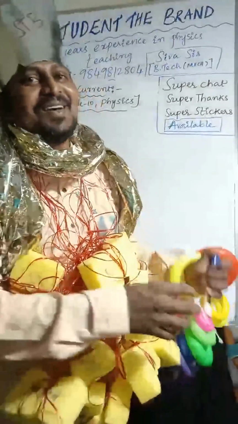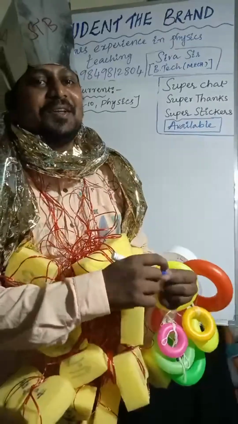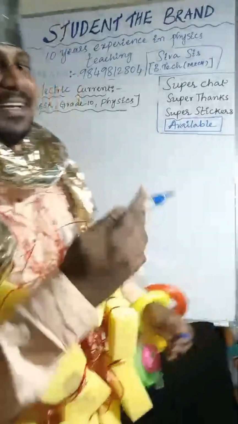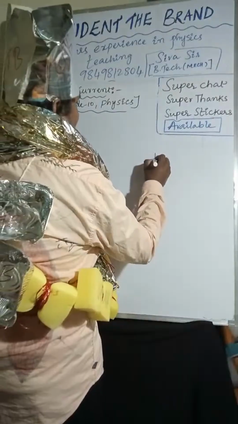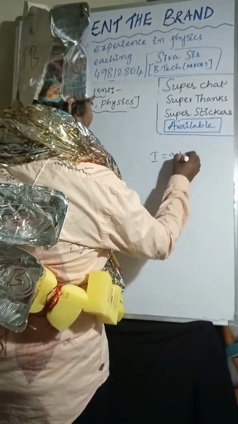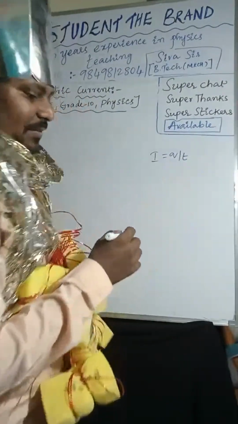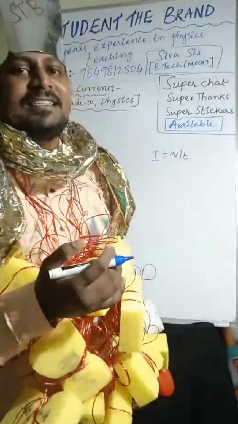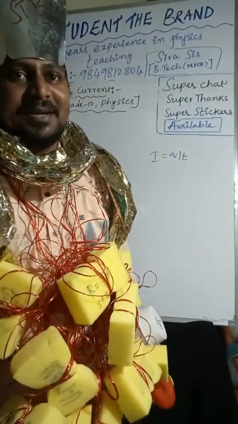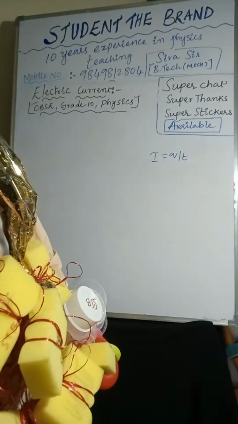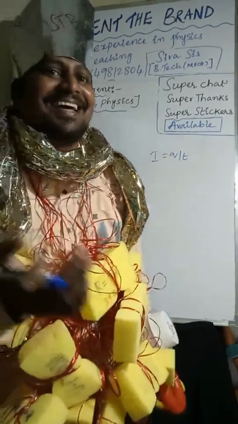So rate of flow of charge, I equal to Q by T. Electric current is nothing but the rate of flow of charge. SI unit of current is ampere. SI unit of charge is coulomb. SI unit of time is second.